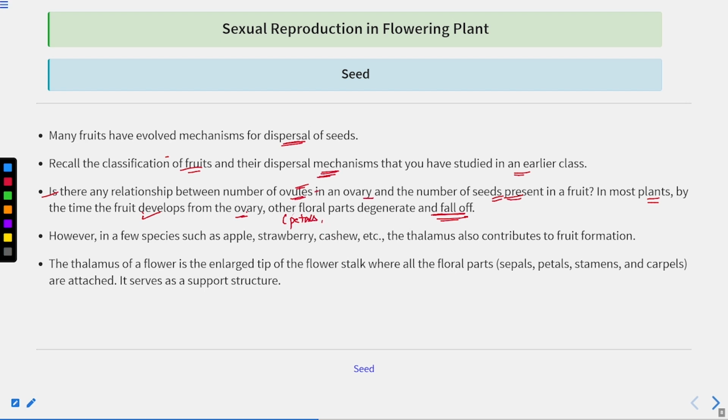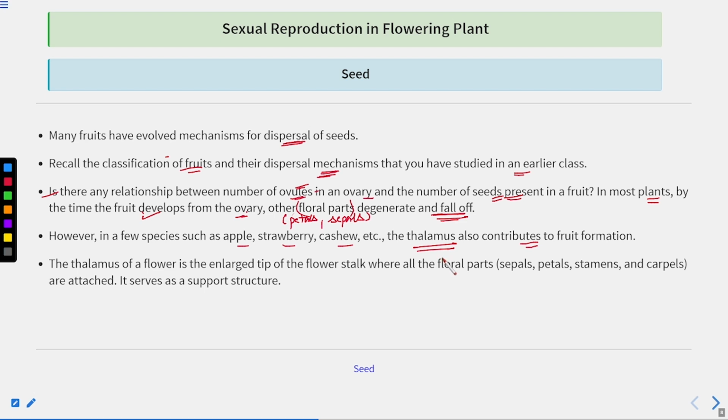Petals, sepals, okay, androecium, gynoecium, okay. So these are the floral parts. They degenerate and they fall off. However, in few species such as apple, strawberry, and cashew, the thalamus also contributes to the fruit formation. Clear? So here the fruit is formed from the thalamus.